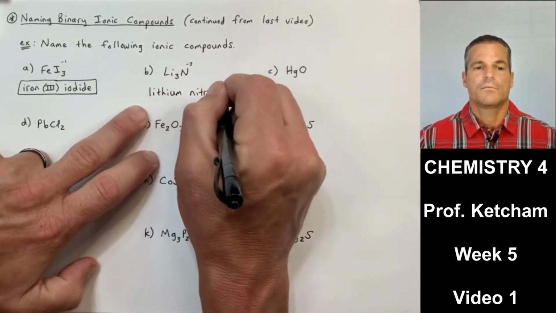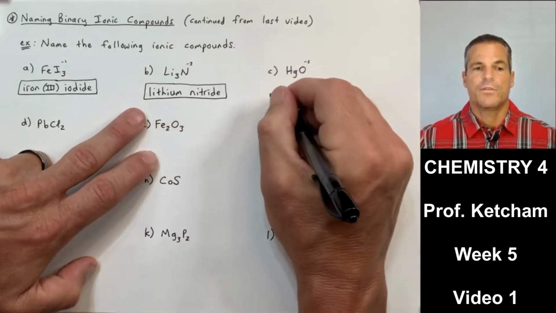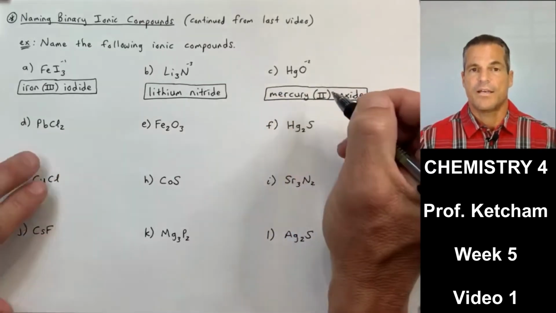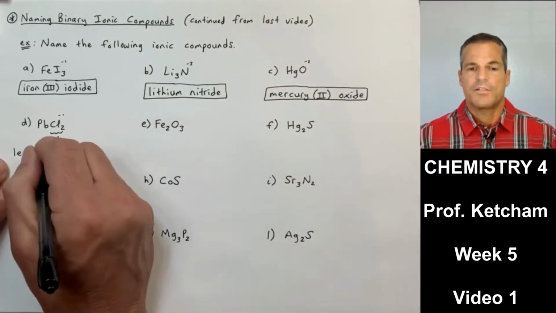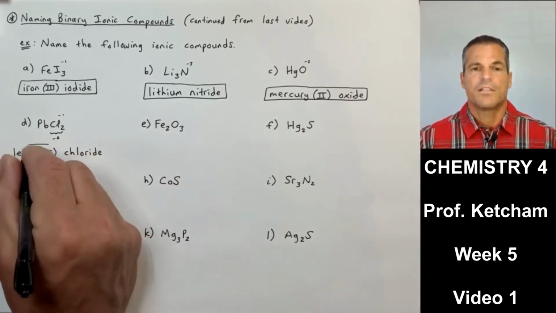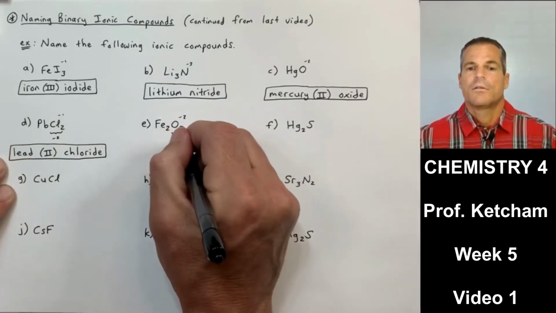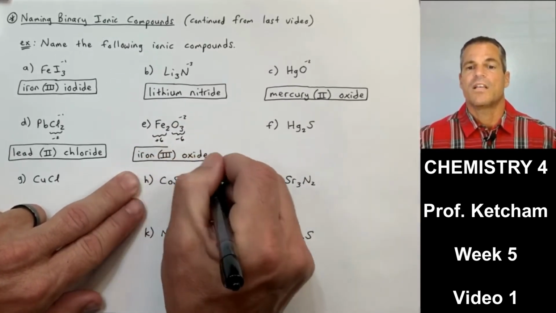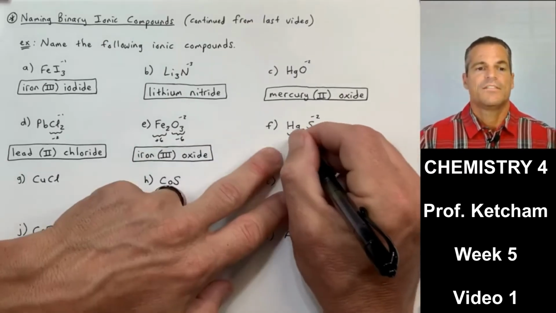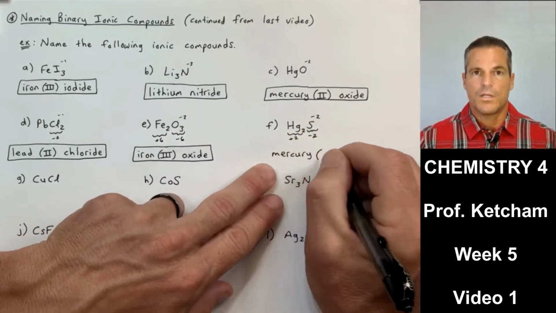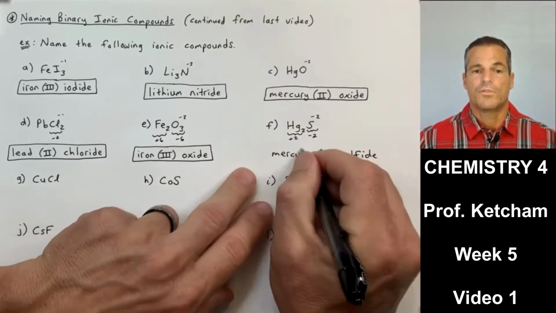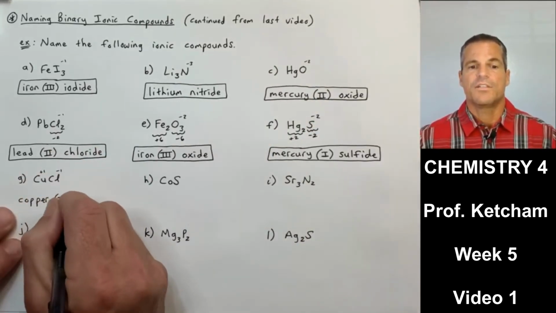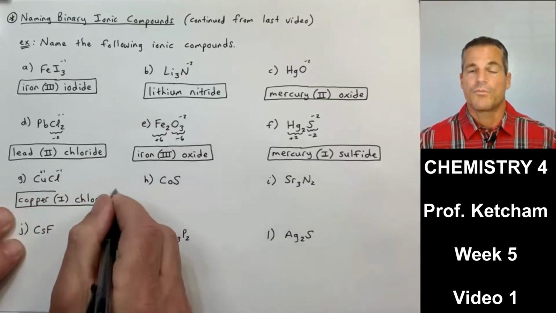So the first one, iron can have multiple charges, right? So we use the -1 on iodide to come up with iron(III) iodide. B, lithium nitride. We just go ahead and name that one because lithium can only be a +1 charge. C, mercury(II) oxide. Mercury is Roman numeral 2 because oxygen has a -2. D, PbCl2. We use the -1 on chloride to come up with lead(II). For E, Fe2O3, -2 for oxygen means iron has to be iron(III).